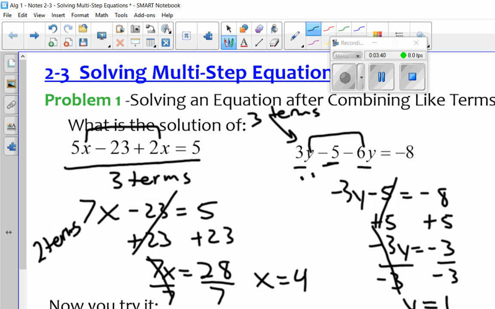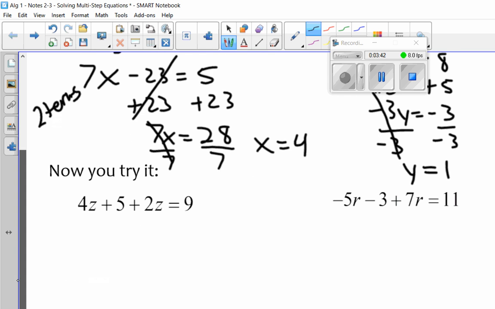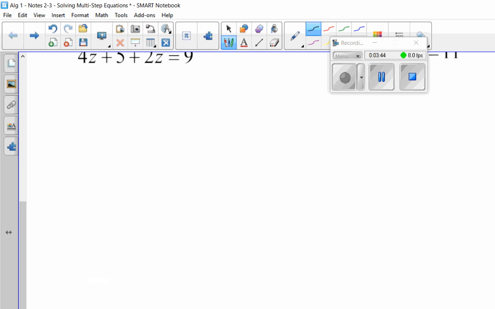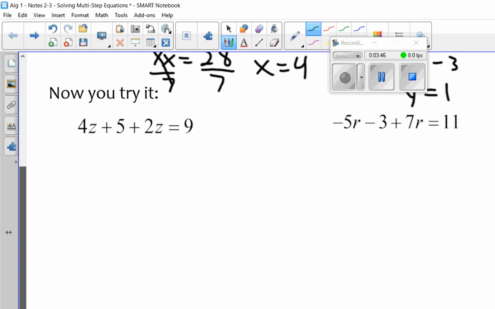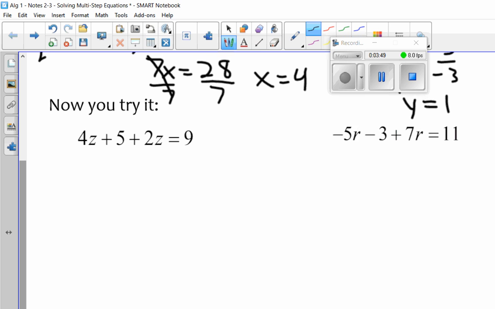Okay? All right. So what I'd like you to do is to try these 2 on your own. Make sure you show all of your steps. Make sure if you get stuck, go back and look at your notes. You can go ahead and hit pause right now and do these, and then you can hit play again when you're done and see what we get. Okay?